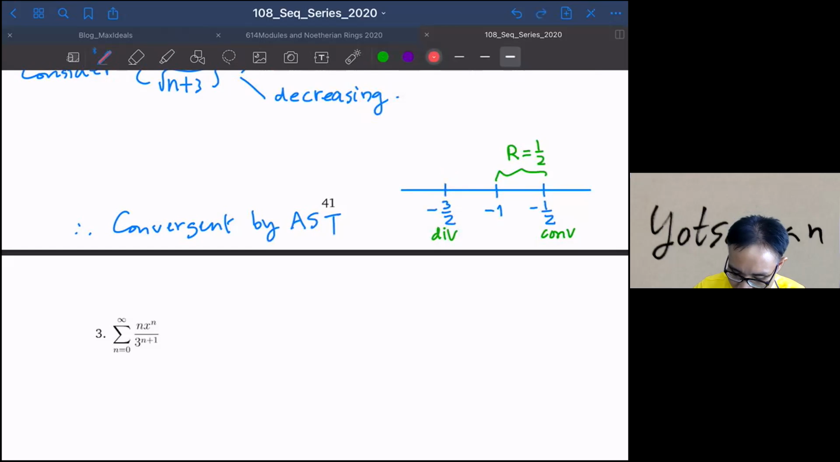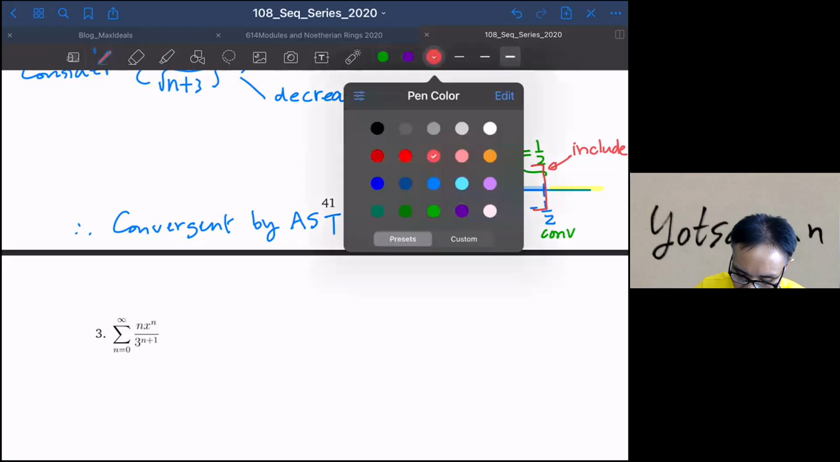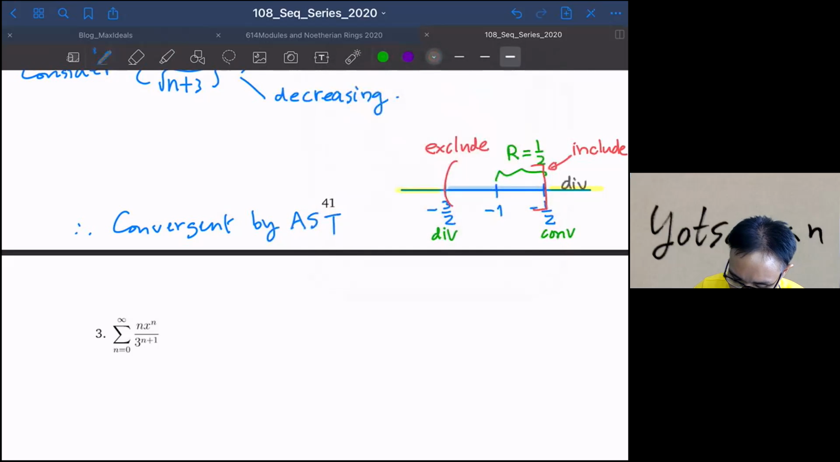Sorry, it's going to be here that you exclude, and you're going to include this guy. And it turns out to be convergence inside this interval, and divergence outside. So this is how we give the conclusion for this power series.